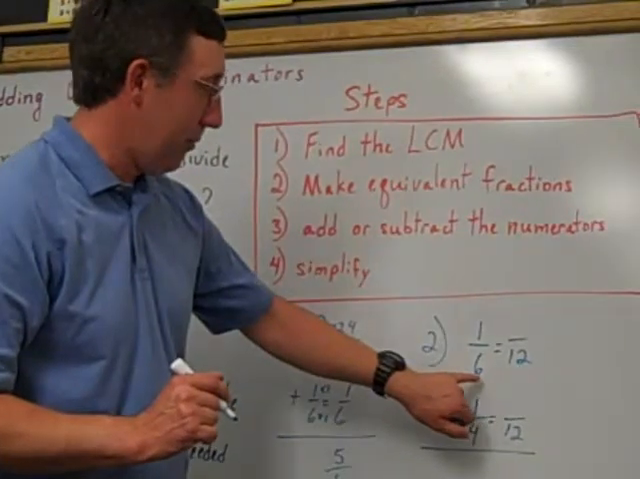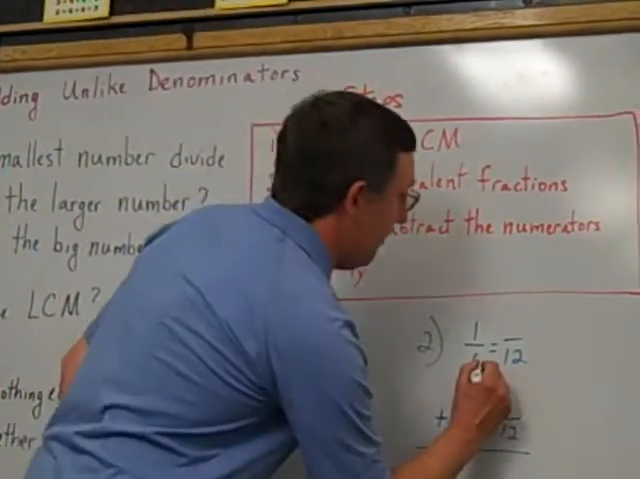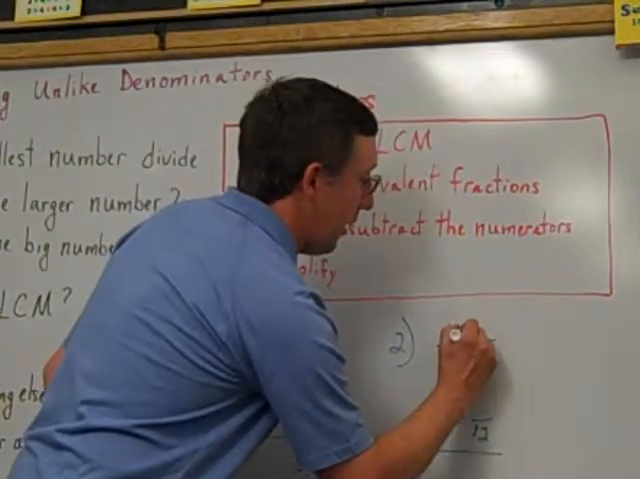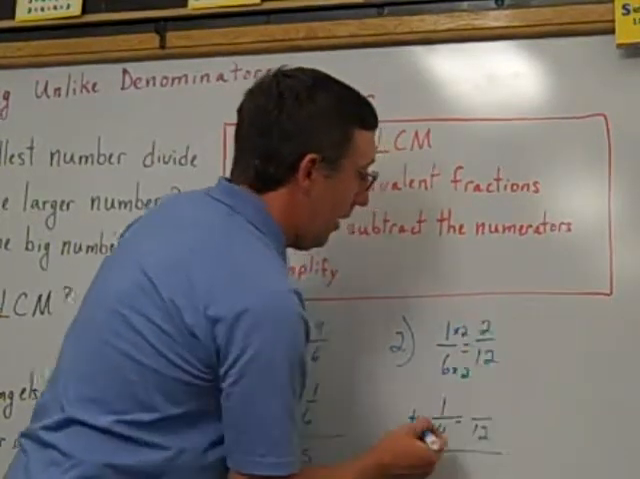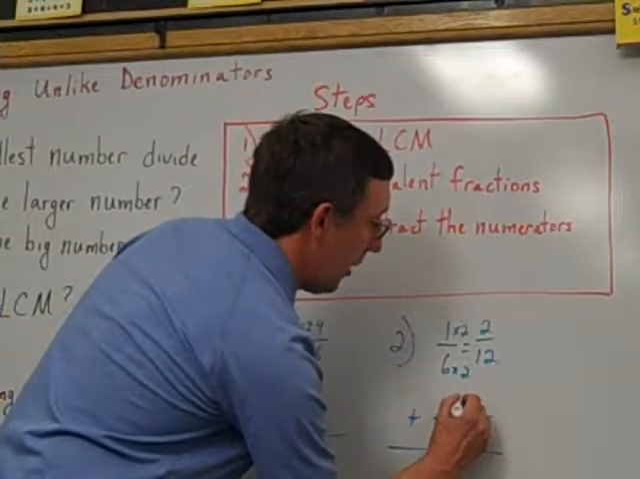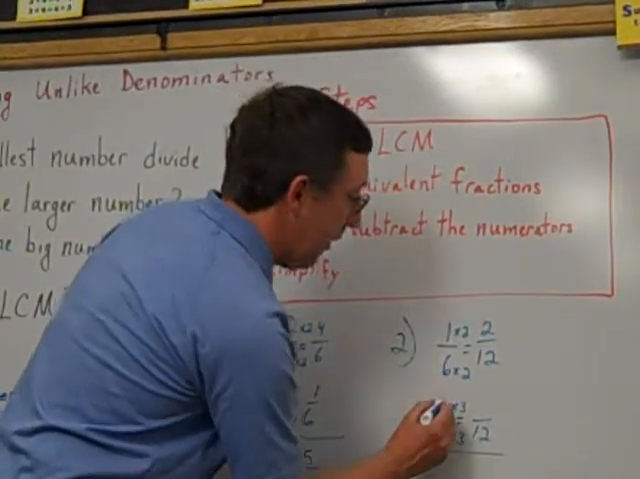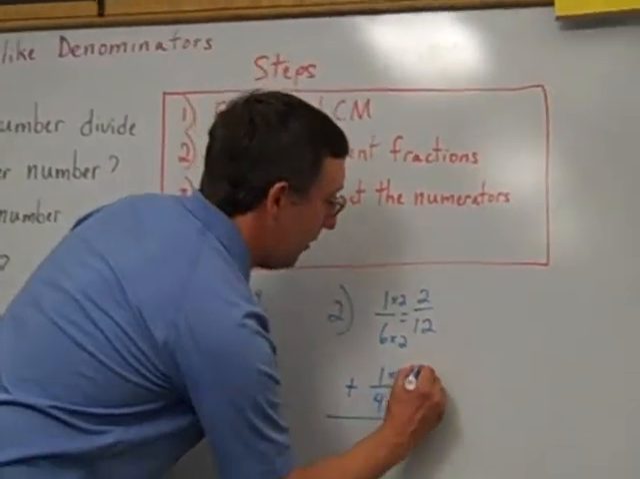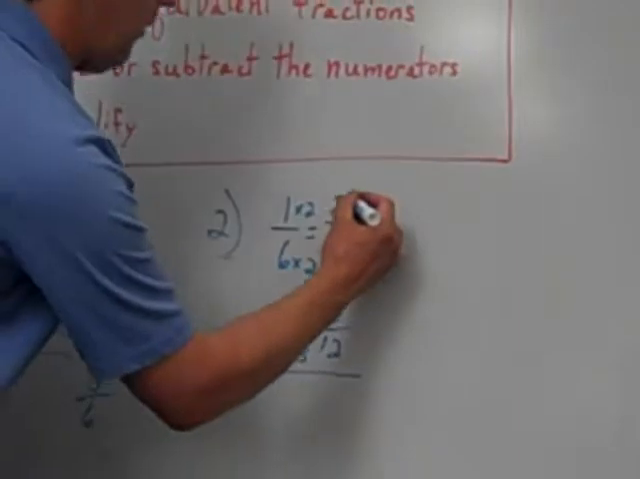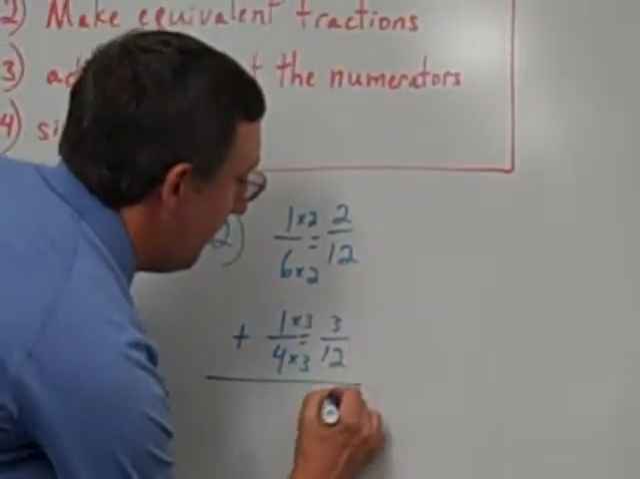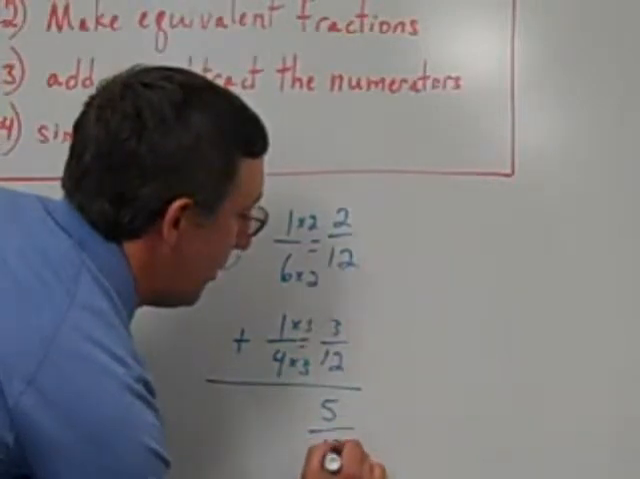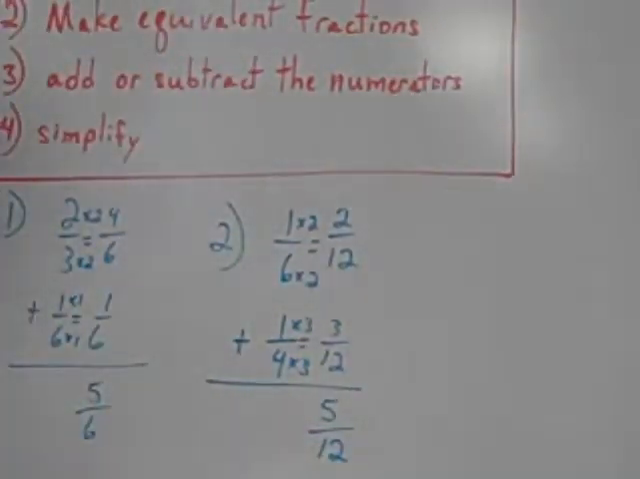So whatever I do to the bottom, I do to the top. Here, I multiplied by 2, so I also need to multiply by 2. Here, I multiplied by 3, so here, I multiply by 3. So 1 times 3 is 3. I can now add these. 2 plus 3 is 5. And again, I just bring down my denominator, and I have 5/12.